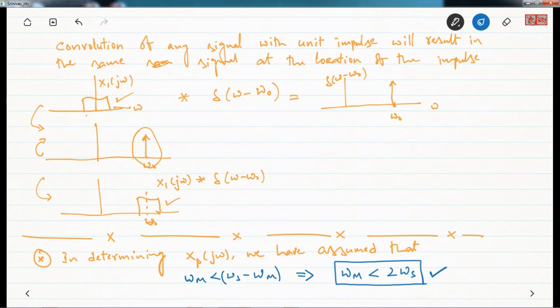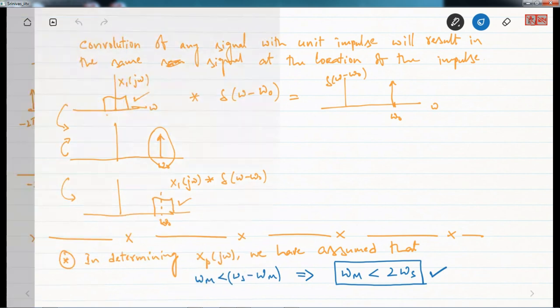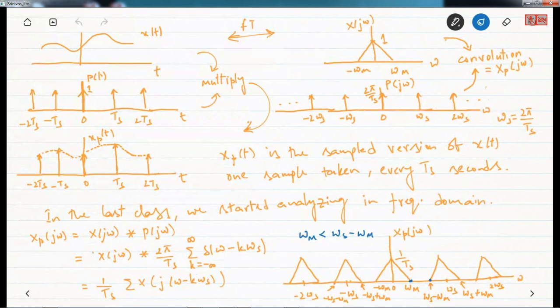So now, let's again go back to this diagram. We have taken x of t, we sampled at ts seconds, we obtained one sample every ts seconds, we got xp of t. Then we observed in the frequency domain that the Fourier transform of xp of t, which is xp of j omega, has got the same spectrum x of j omega repeated at every omega s. Now we want to get back the original signal x of t.